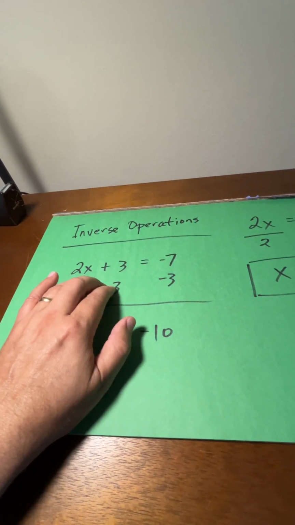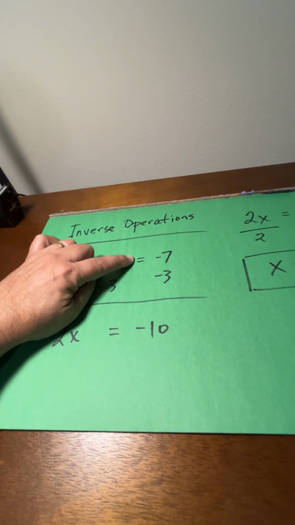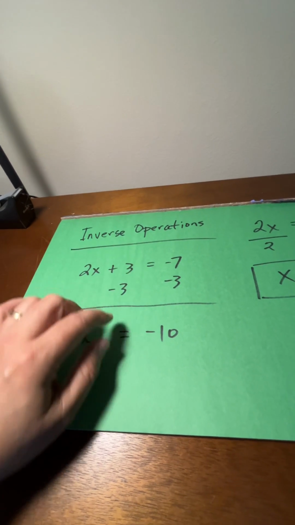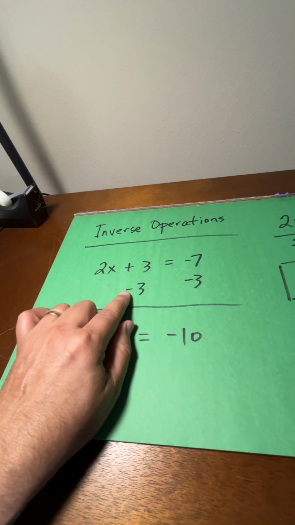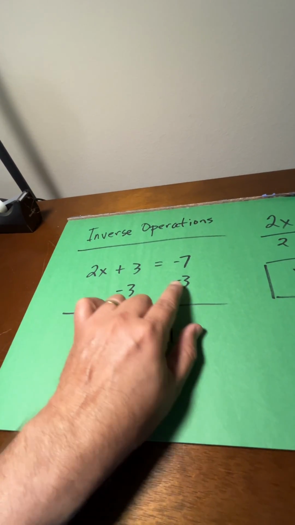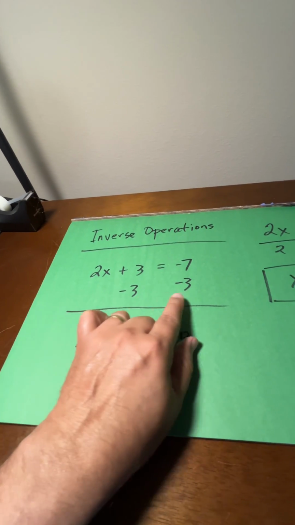Whatever we do to one side, we have to do the same thing to the other side in order to keep the equality. So math is fair. Most of life isn't, but math is fair. Whatever we do to one side, we have to do it to the other side because we have to keep things equal. So we're going to subtract 3 here and subtract 3 here.